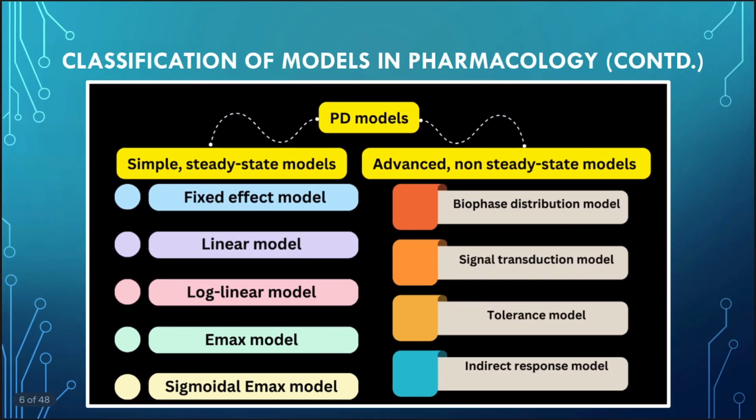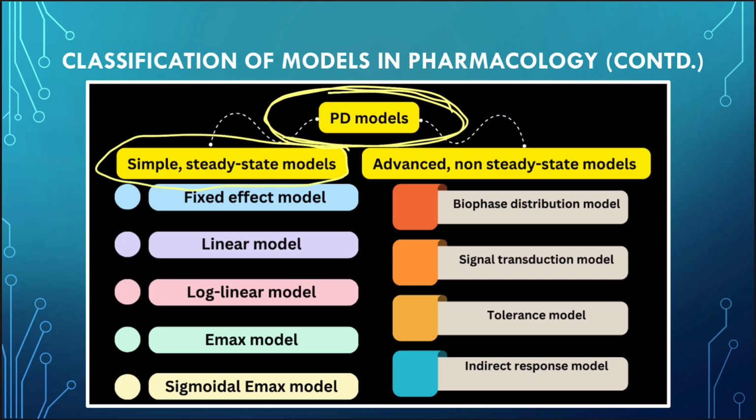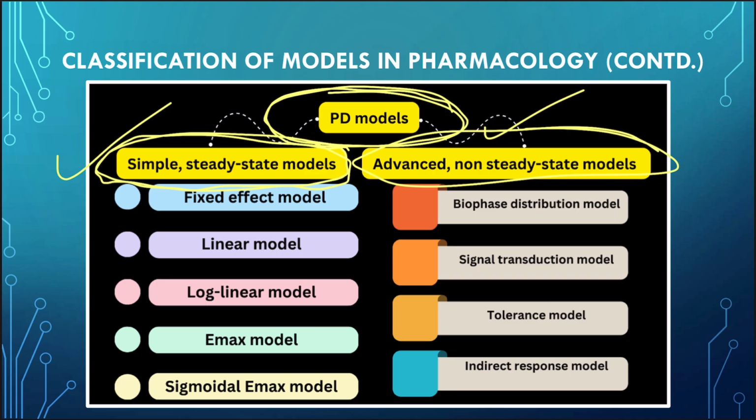Now coming to the classification of the PD models, that is pharmacodynamic models. Under this we have a broad classification: simple and steady state models, related to the steady state concentration of the drug, and advanced and non-steady state models. Under the simple steady state models we have different varieties. First is the fixed effect model, then the linear model, then the log linear model, then the Emax model, then the sigmoidal Emax model.